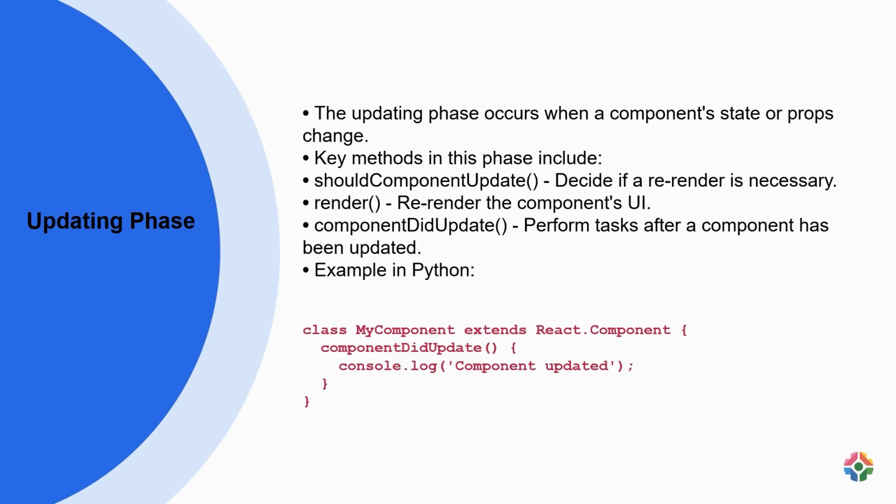In a Python example, a React class component called myComponent employs the componentDidUpdate method to log a message, component updated, after the component is updated. This showcases how componentDidUpdate is executed following the component's update, demonstrating its role in the updating phase.